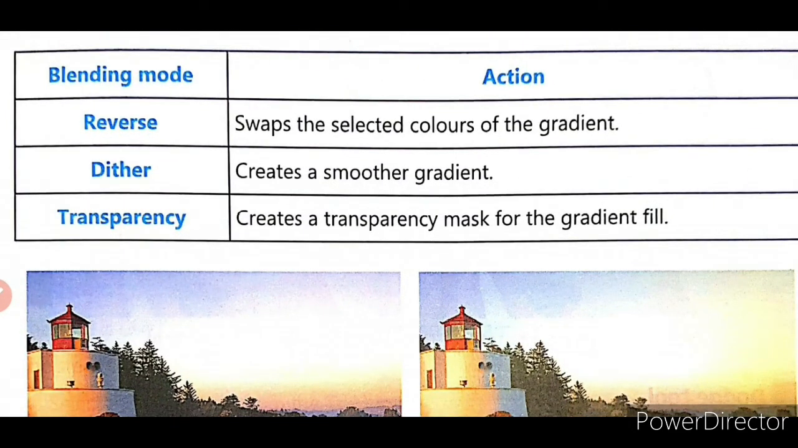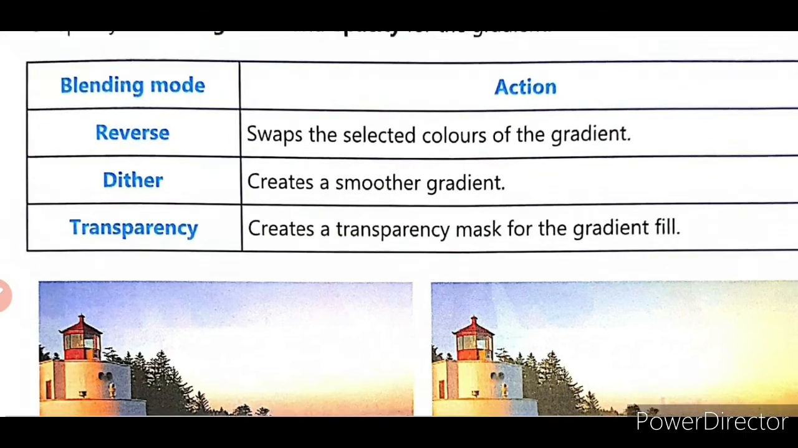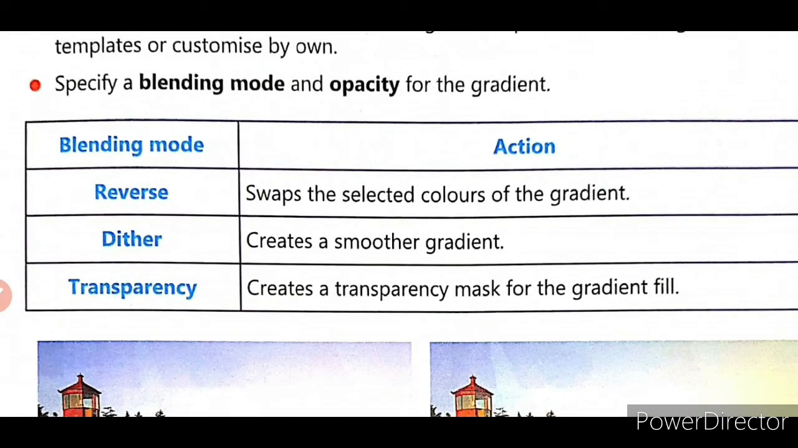Reverse swaps the selected colors of the gradient. Dither creates a smoother gradient. Transparency creates a transparency mask for the gradient fill. These are the three different blending modes. You can specify whichever blending mode is needed.